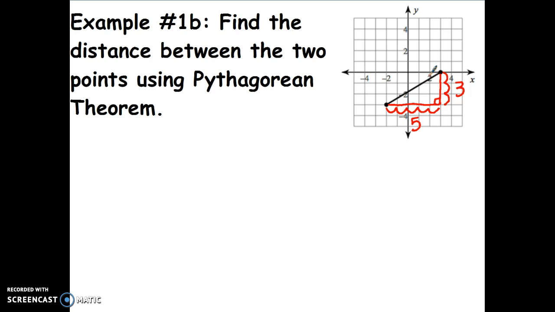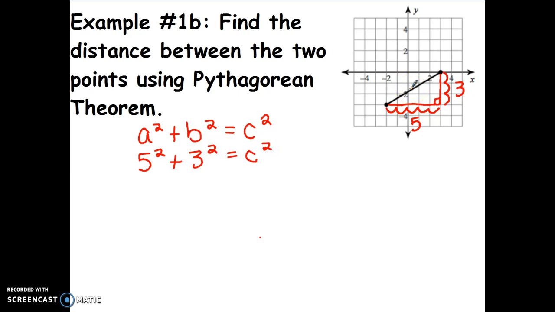If we remember, Pythagorean's theorem is a squared plus b squared equals c squared. Now, this is not provided to you on your formula sheet, so you do have to have this memorized, but hopefully you do. For the most part, everybody remembers Pythagorean's theorem. We know that our legs are A and B, and the hypotenuse is C. So we're just going to plug in a 5 for the A, 3 for the B. You could have done it either way, it wouldn't have made a difference. But you just have to remember that the C is the hypotenuse.